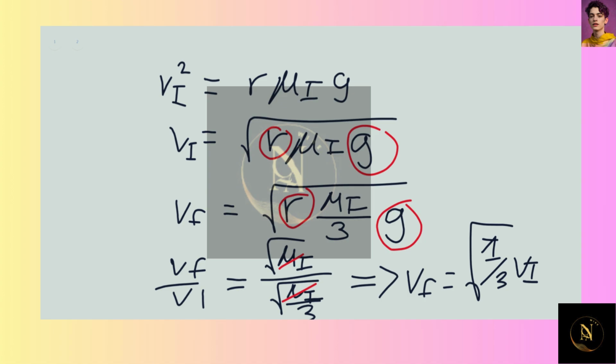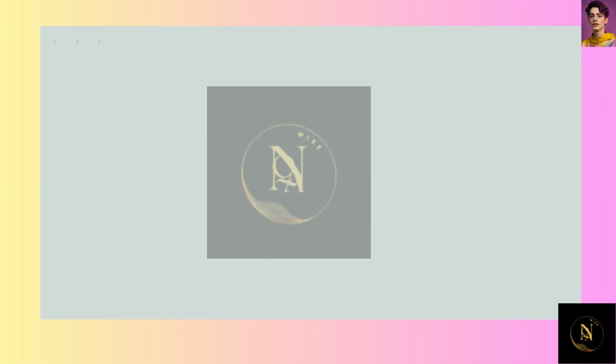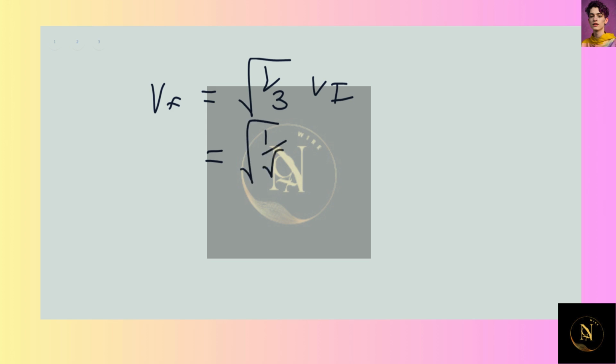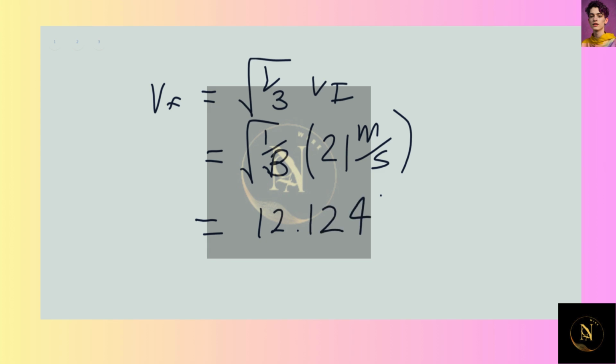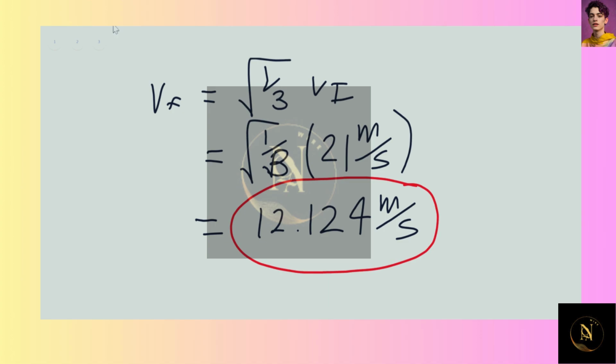Since we're given our initial velocity, now we can just plug in to solve. I'll rewrite here a little bit more clearly. v_f is the square root of 1/3 times v initial. So that's root of 1 over 3 times 21 meters per second, which we're given as our initial velocity, and that is going to be equal to 12.124 meters per second. And that is going to be the maximum velocity that the car can navigate the turn after the decrease in friction.